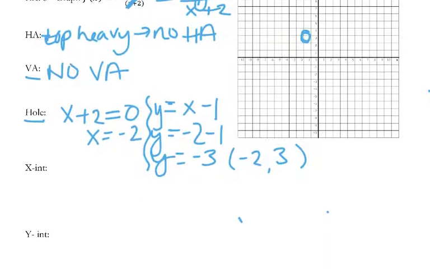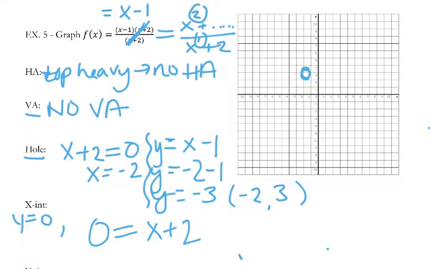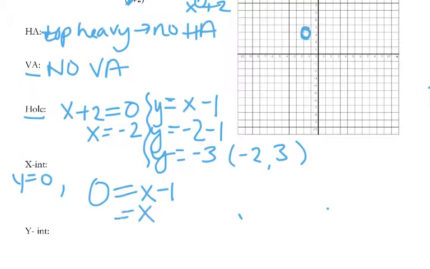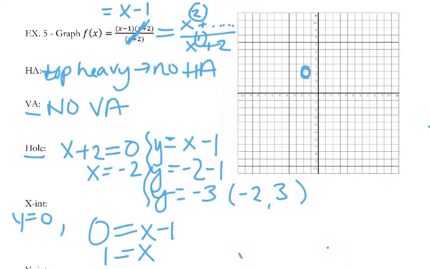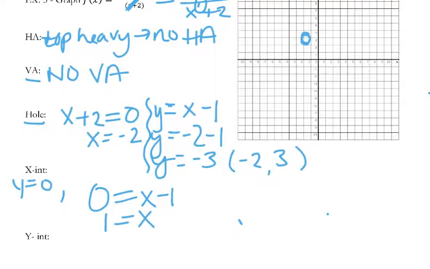Alright, let's do the x-intercept. Remember, for the x-intercept, we set y equal to 0, or the shortcut is just the numerator. So 0 equals x minus 1. That leads me to think that the x-intercept is at 1. Alright, so we can go over to our graph and plot an x-intercept at x equals 1.